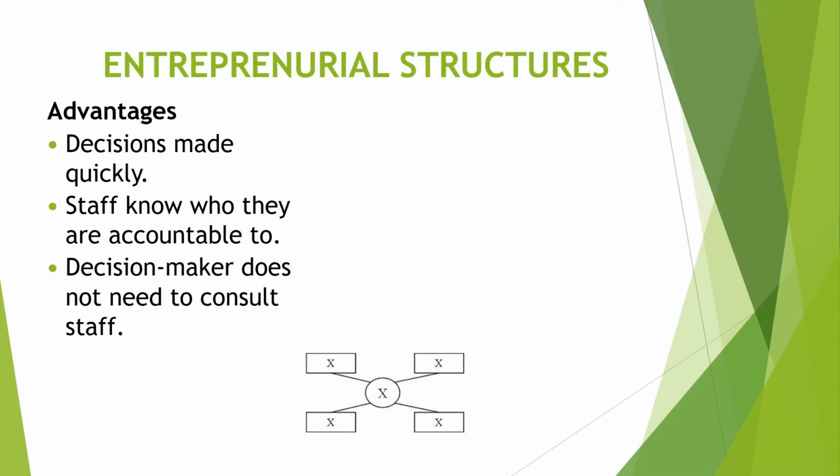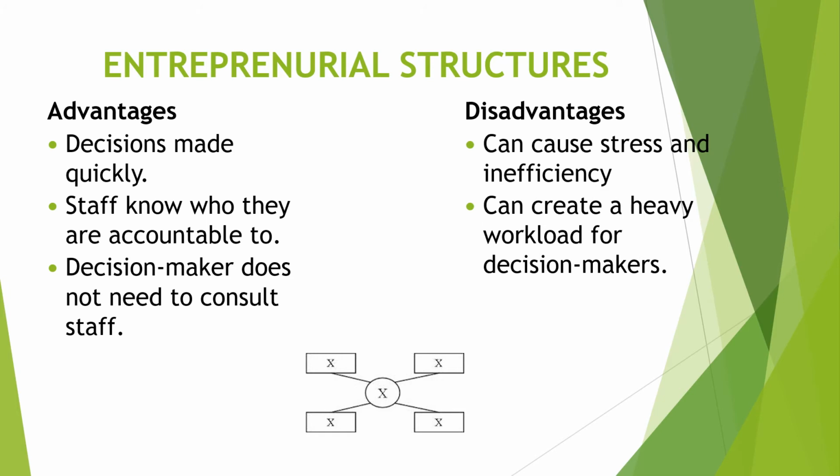Advantages then and disadvantages of an entrepreneurial structure. Decisions are made quickly. Staff know who they're accountable to because they're normally accountable to one person or a small group of people who make the decisions. And what's important here is the decision maker does not need to consult staff, either because there's no time or because they are the owner of the business.